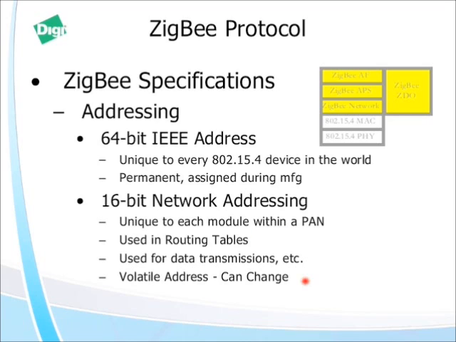The one thing is that it's volatile. In ZigBee, that 16-bit address can actually be changed by the network, by the networking stack, automatically. So if you're writing an application and you're trying to address something from node A to node B, you very rarely actually want to use that 16-bit address as your primary key to access one of those nodes, since it can change.